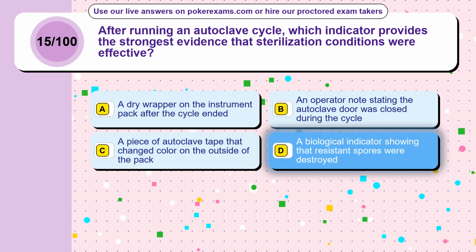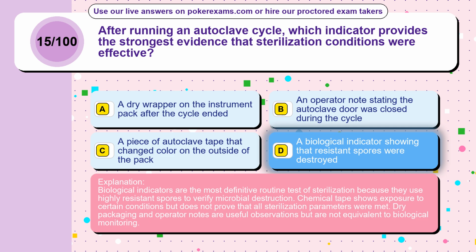The correct answer is option D, a biological indicator showing that resistant spores were destroyed. Biological indicators are the most definitive routine test of sterilization because they use highly resistant spores to verify microbial destruction. Chemical tape shows exposure to certain conditions but does not prove that all sterilization parameters were met. Dry packaging and operator notes are useful observations but are not equivalent to biological monitoring.